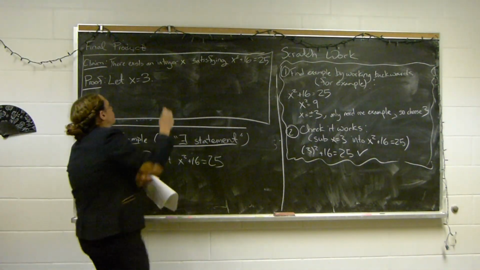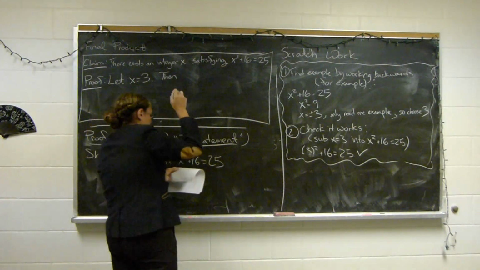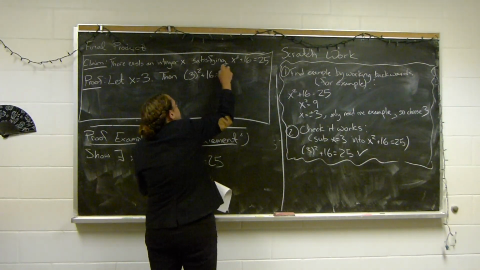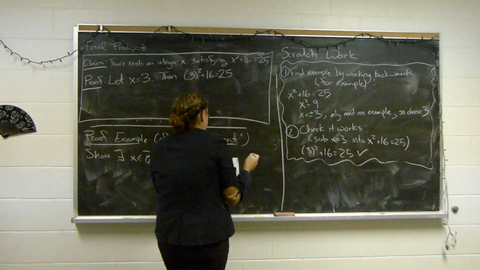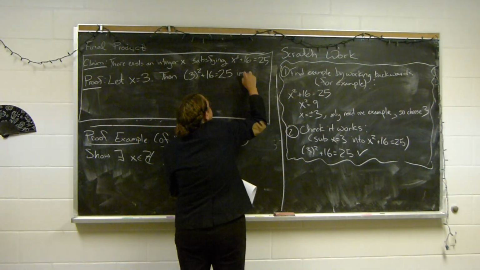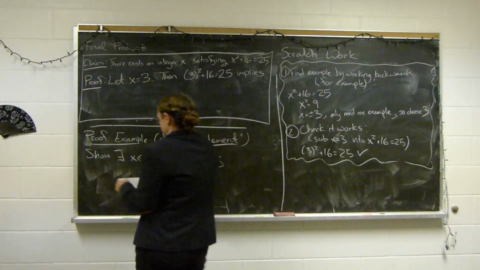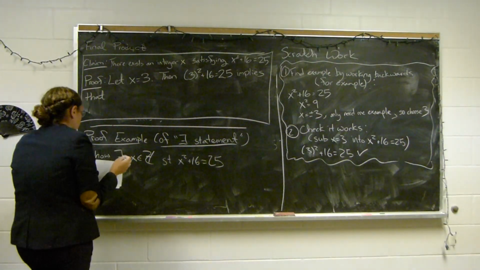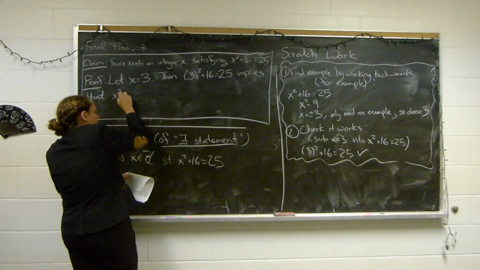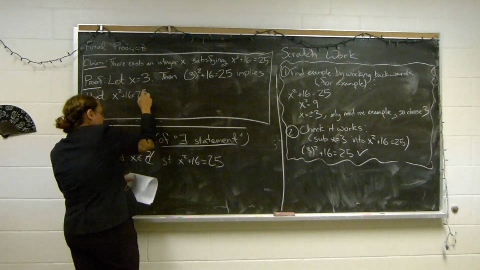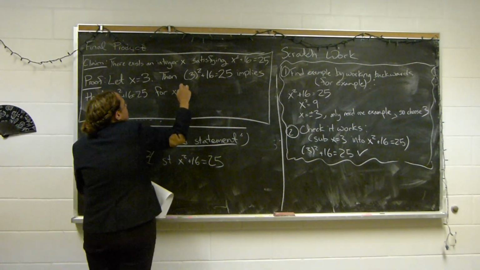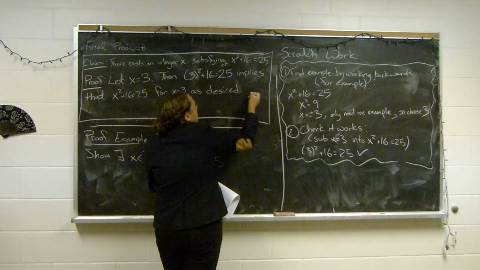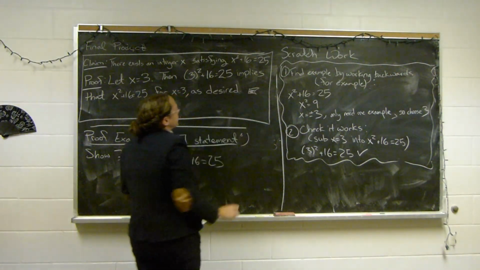Okay, then I have that 3 squared plus 16 equals 25, which implies that x squared plus 16 equals 25 for x equals 3, as desired. And then we can either put a box or a QED depending on our mood.